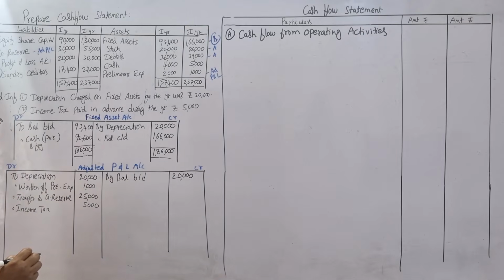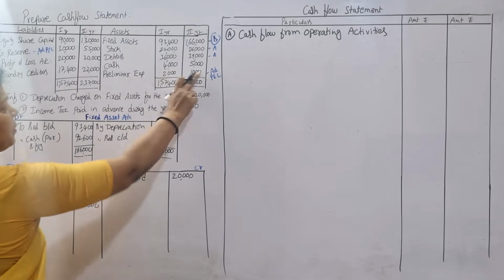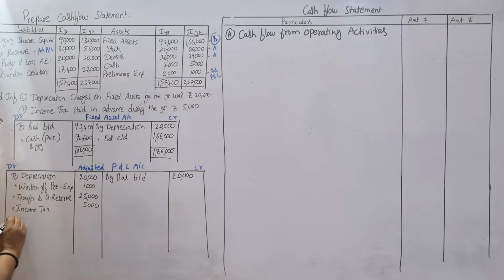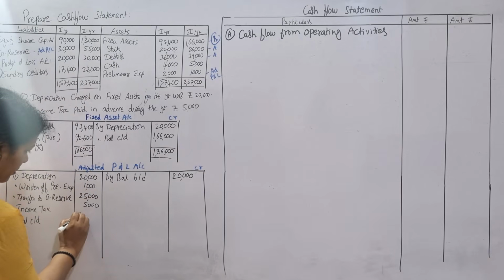Did we forget anything? No. Already I have written the adjusted profit and loss account; general reserve we have taken, preliminary expenses we have taken. Now we'll write the closing, by balance carried down. How much is the balance carried down? 30,000. 20,000 and 30,000.